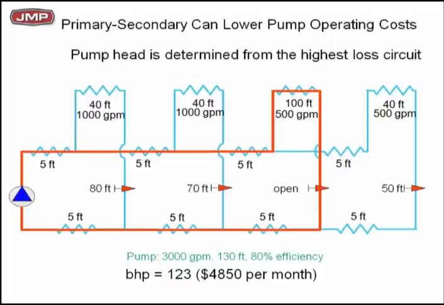Look at the circuit settings, by the way, when we do the balance on this. This is a direct return system. I balanced each one. Look at the pressure drop in the first circuit, 80 feet. Man, that's just wasted energy. Look at the second circuit, 70 feet. That's just wasted energy. Look at number 4, 50 feet. That's just wasted energy. All because circuit number 3, that circuit set is open. All because of that 100-foot high head circuit that we could isolate with primary, secondary. Wow, now we get something to work with.